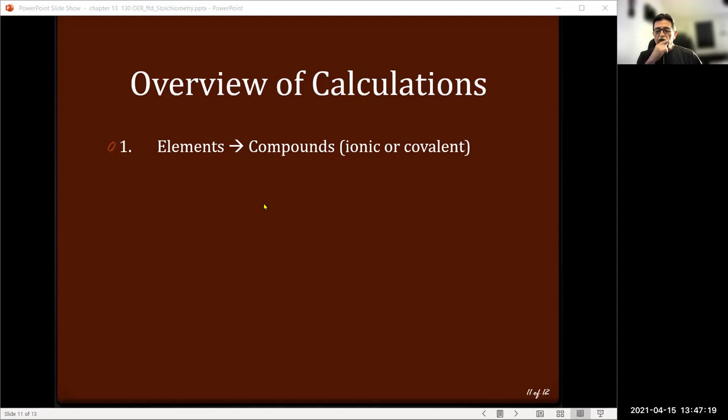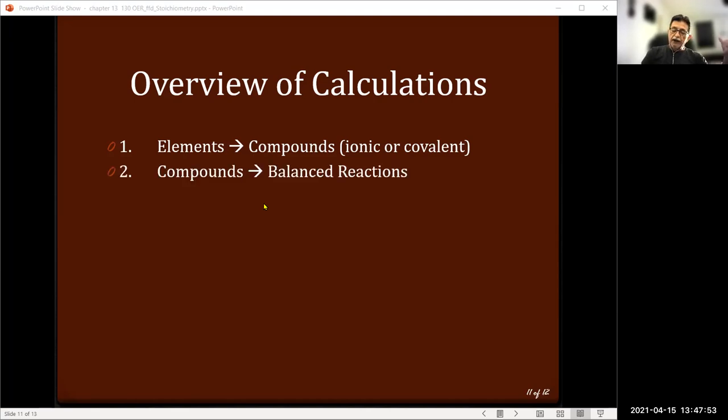So let me quickly overview these calculations, of what we've been doing. We've taken the elements, as I stated before, and from the elements we know that some are going to form ions, positive ions and negative ions. From that, we're able to put them together to make compounds. So from the elements we make compounds, be it ionic compounds or covalent compounds.